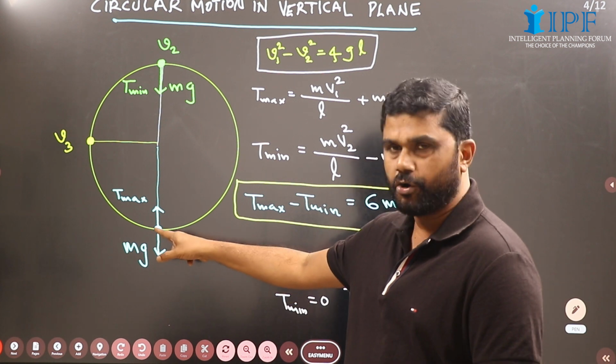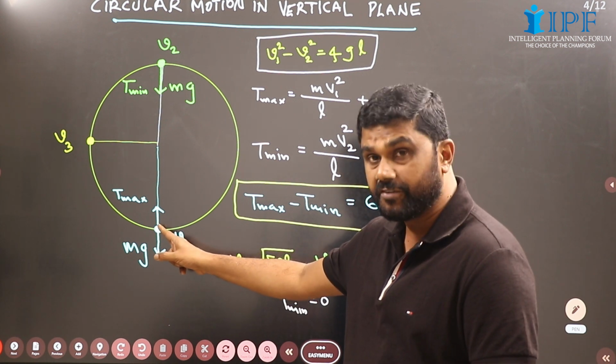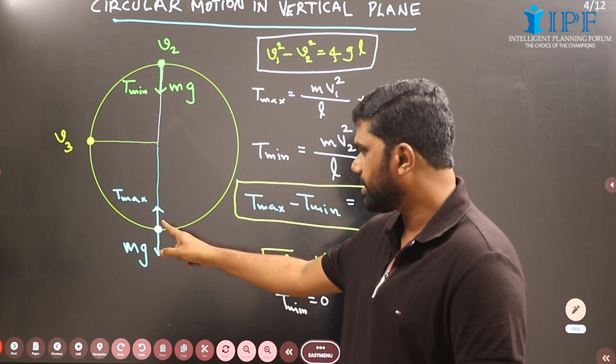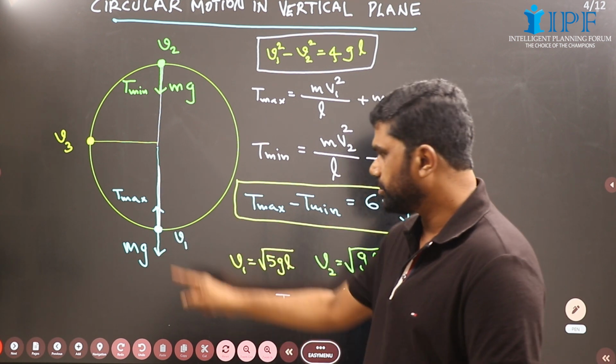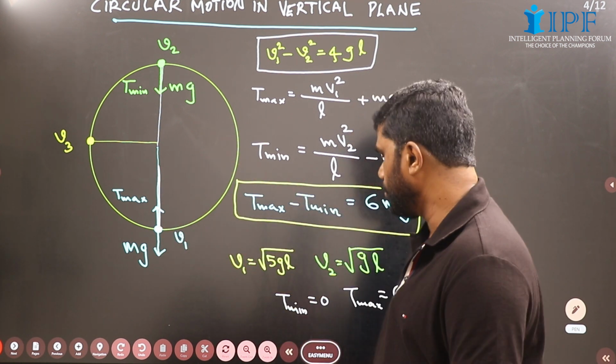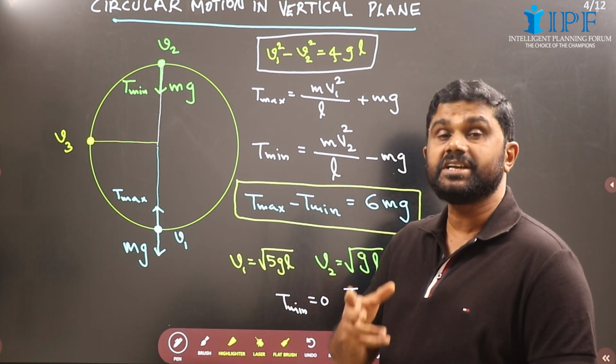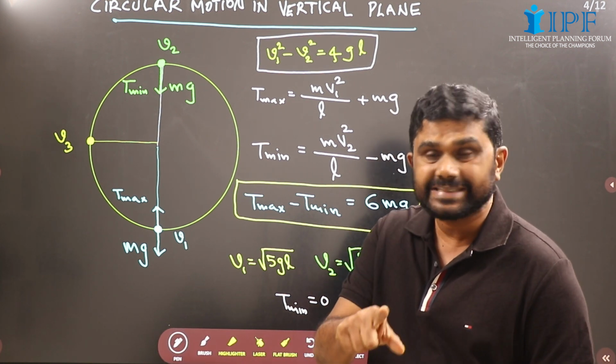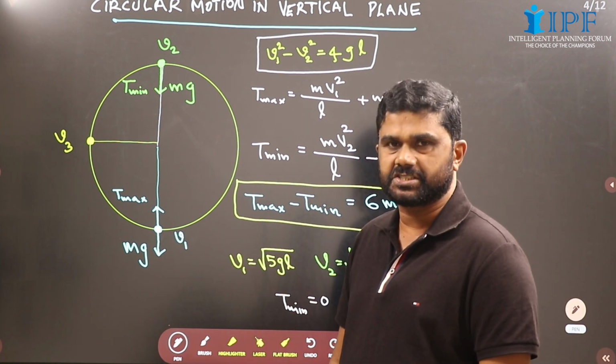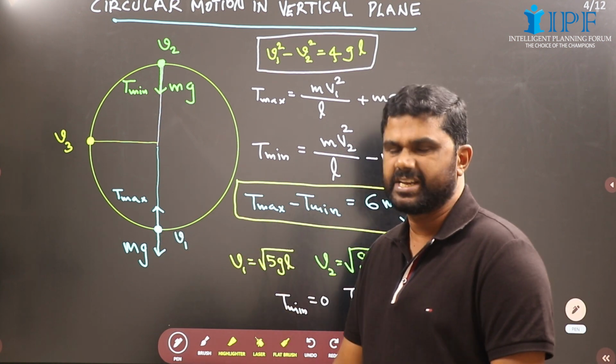When the body is at the lowest point, tension will be away from the body along the string. Okay, string is like this. So the tension must be like this, or T max. See, actually the tension in the string is varying. It will be maximum when the body is at the lowest point of the circle. So it is directed upwards, T max.